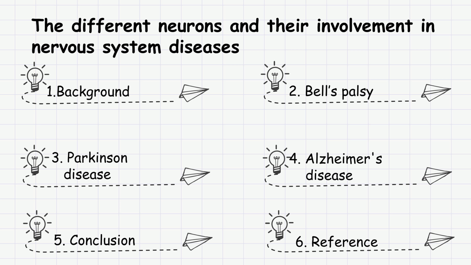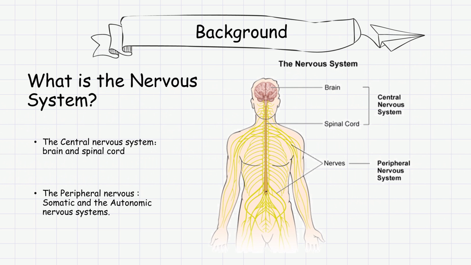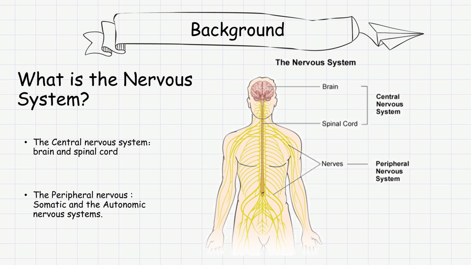Everyone. Today we are going to talk about the different neurons and how they are involved in nervous system disease. First of all, what is the nervous system and neuron? There are two parts of the nervous system: the brain and spinal cord, and the peripheral nerves.